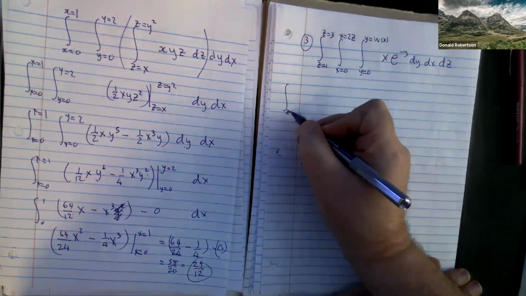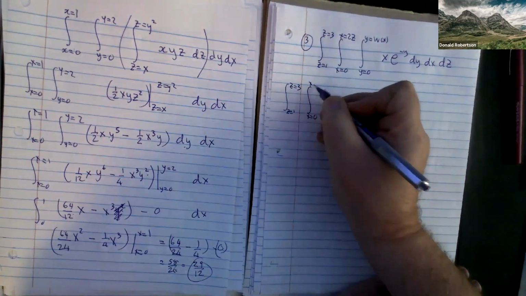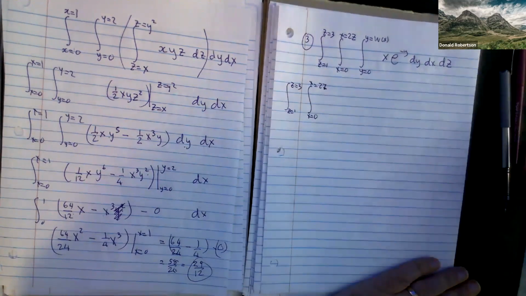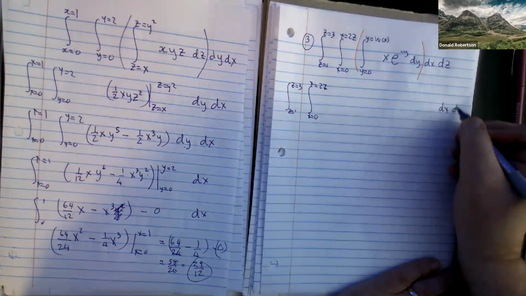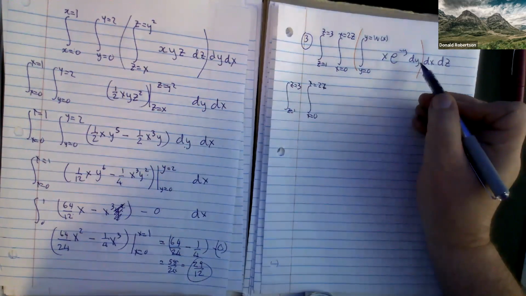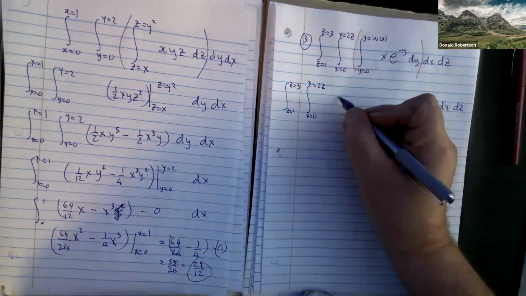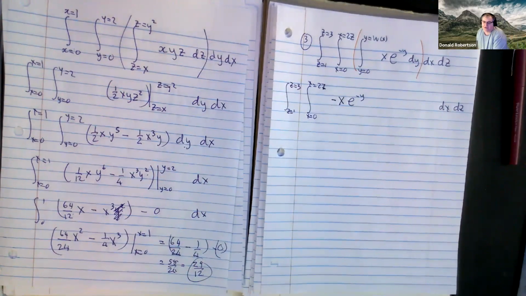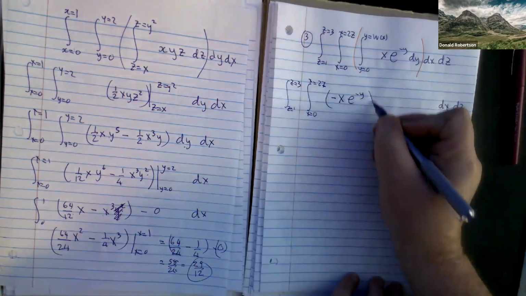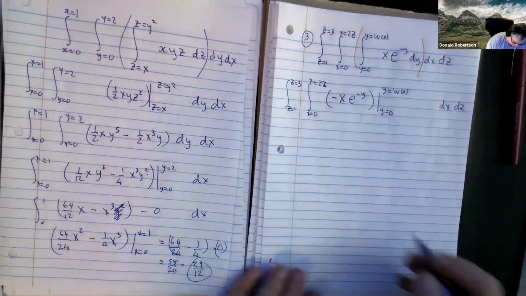I'm not going to do anything about that, and I'm not going to do anything about that. What I am going to focus on is that guy. Well, with respect to y, if you integrate this expression with respect to y, you will get x e to the negative y with an extra negative. Are you all happy where that extra negative came from? Okay. Evaluated at y equals 0 and y equals natural log of x.